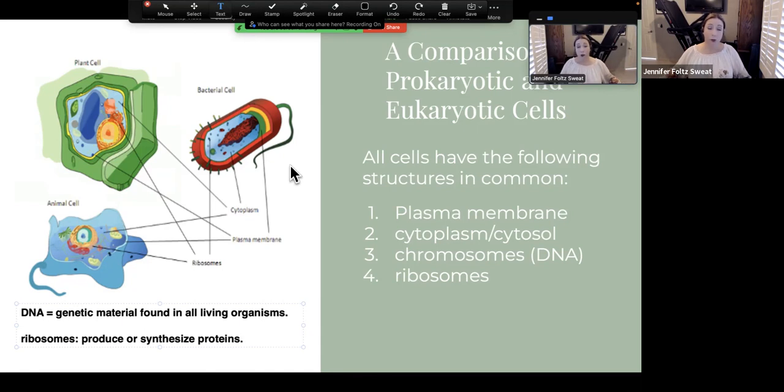So just to review, prokaryotic and eukaryotic cells have plasma membrane, cytoplasm, DNA, and ribosomes. So you need to know those 4 similarities between these 2 types of cells.